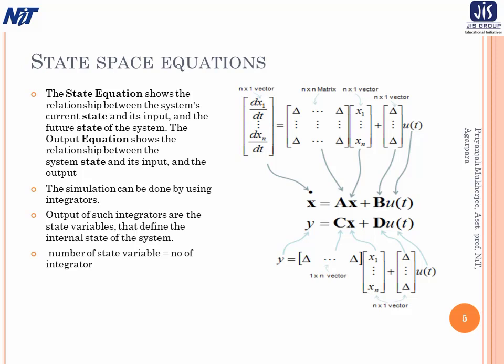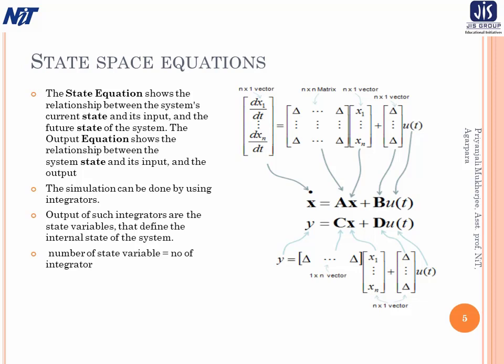In other words, we can say that the state of the system represents the minimum amount of information which is required to know about the system at t0, so that the future behavior can be found out with reference to the input before t equal to t0.